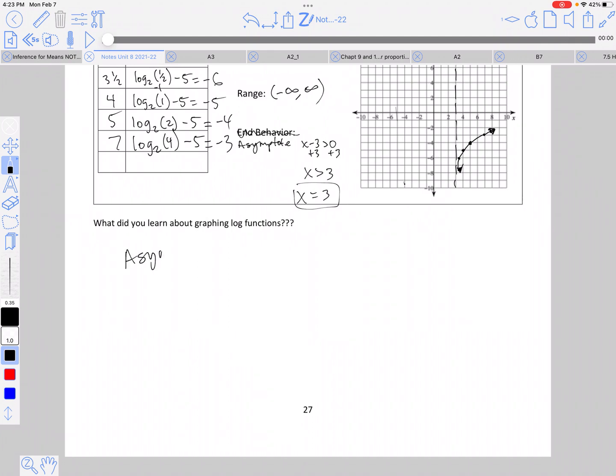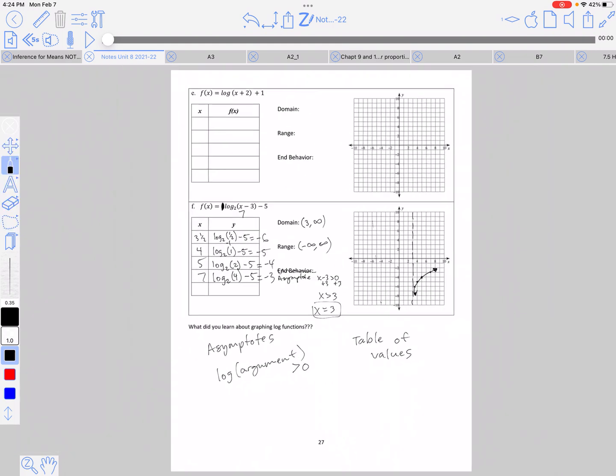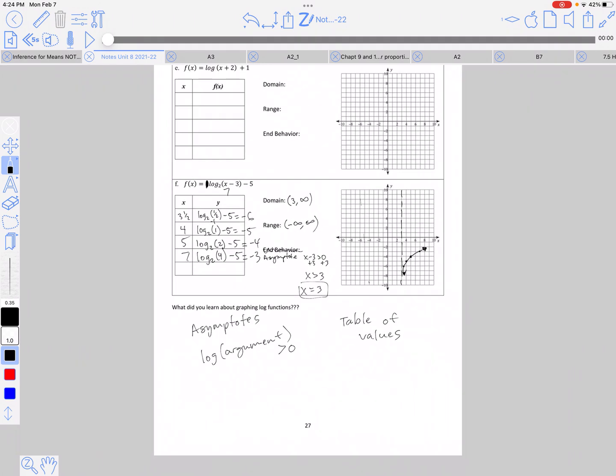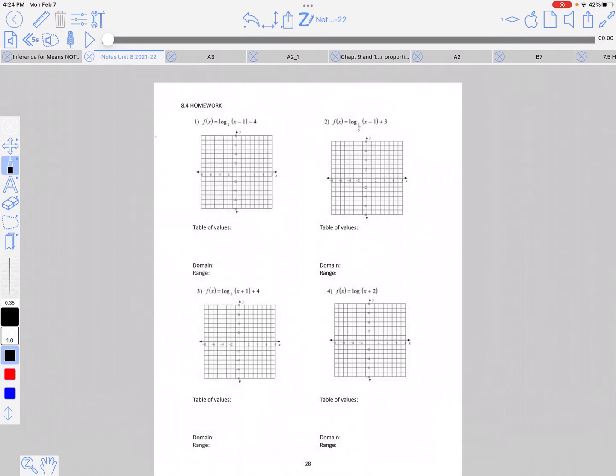Well, we have to be careful about our asymptotes, and that's just taking our logs and checking the argument, making sure that the argument, whatever is the input of the log, is greater than 0. Whatever that value is, that becomes our asymptote. Then we learned about our table of values. That helped us. We're just plugging in and computing the logs. That's kind of it. It really is just finding the points and plotting them.